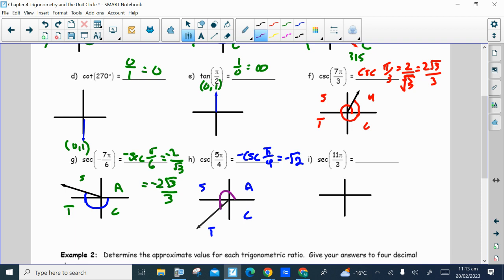The last one, the secant of positive 11 pi on 3s. That's going counterclockwise 11 pi on 3s. So once around would be 6 pi on 3s. A second full rotation would be 12 pi on 3s. So we've got to back up though because we only need 11 pi on 3s. So it's essentially 1 pi on 3 short of 2 complete rotations.